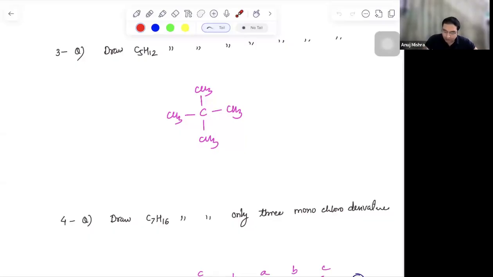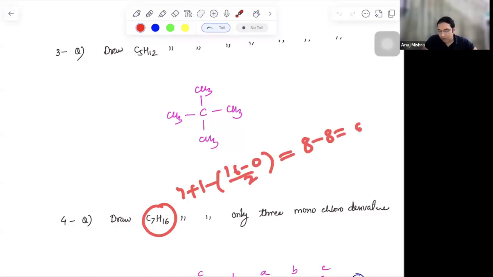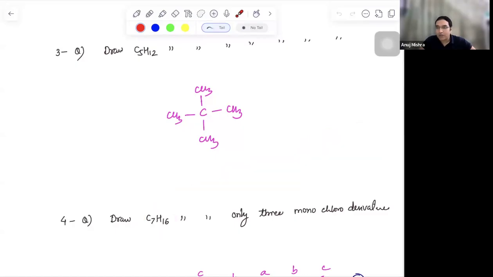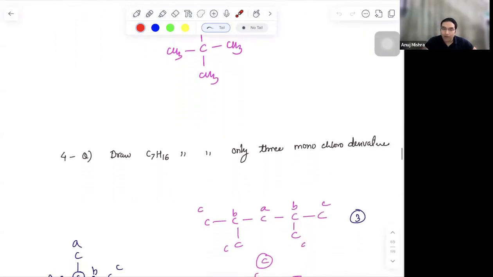C7H16. How many unsaturations are there? 7 plus 1 minus 16 minus 0 by 2. That is 8 minus 8. No unsaturations, right? No unsaturations are there. So in this situation, you can have 3 monochloro derivatives. So you see this one, A here, B here, and these are C. That can be one option.